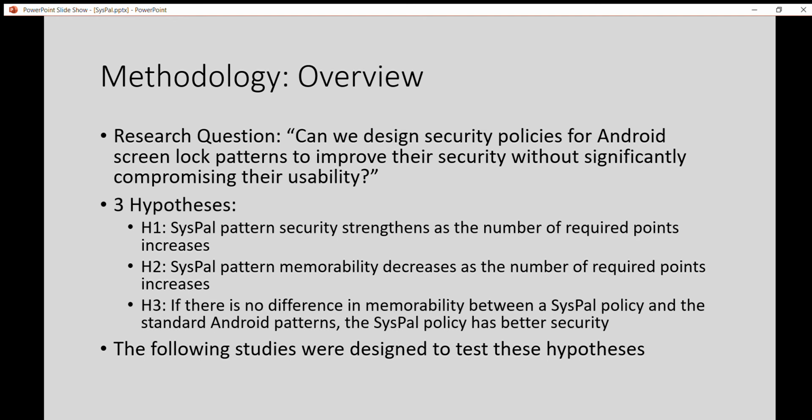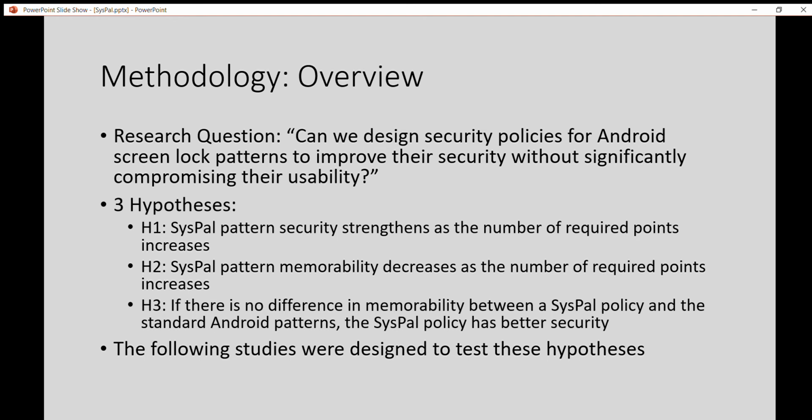There are 3 hypotheses that are posited at the beginning of the paper. The first is SysPal pattern security strengthens as the number of required points increases. Essentially, as more points are mandated that a user must use, the security and the difficulty in a user attacking the phone and guessing the password will increase.